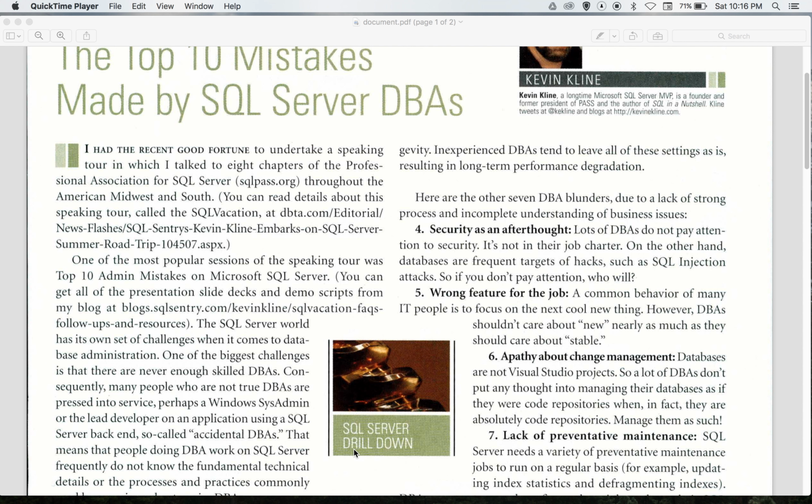Following the wrong feature for the job. A common behavior of many IT people is to focus on the next cool new thing. However, DBAs shouldn't care about new nearly as much as they should care about stable.